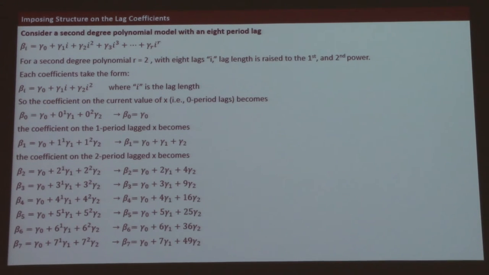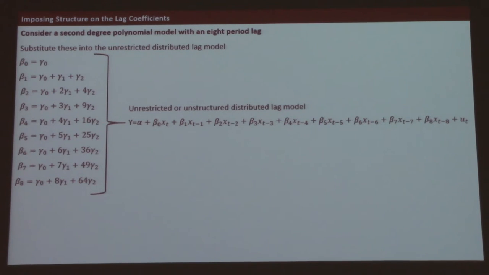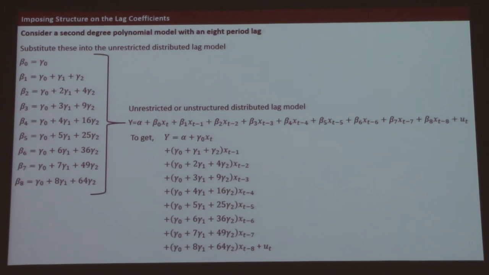The next step is how we derive the z's. We derive the z's by taking these, which show up here again, and plugging them into our original unrestricted distributed lag model. And that's going to be a mess. And this is going to show up on the next slide also. So here's where we construct z. Z comes from here, which is basically.